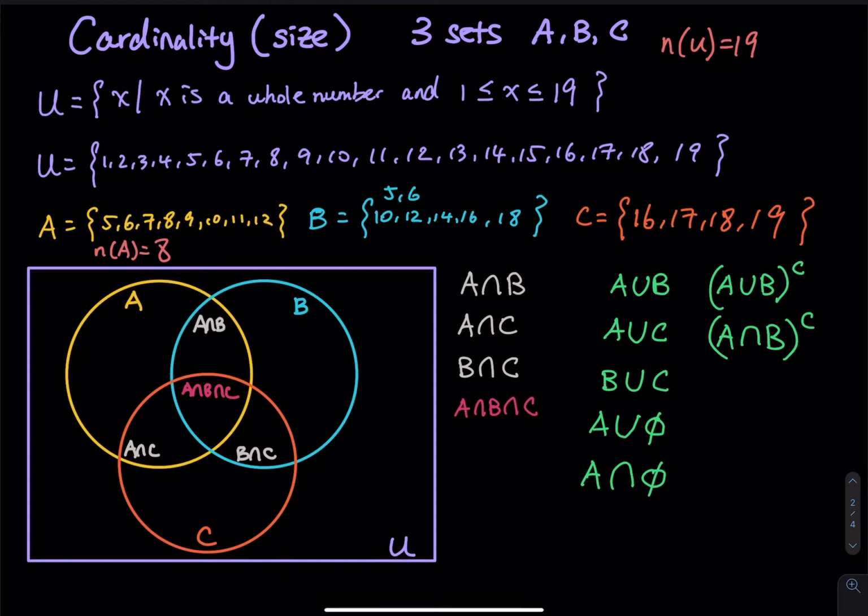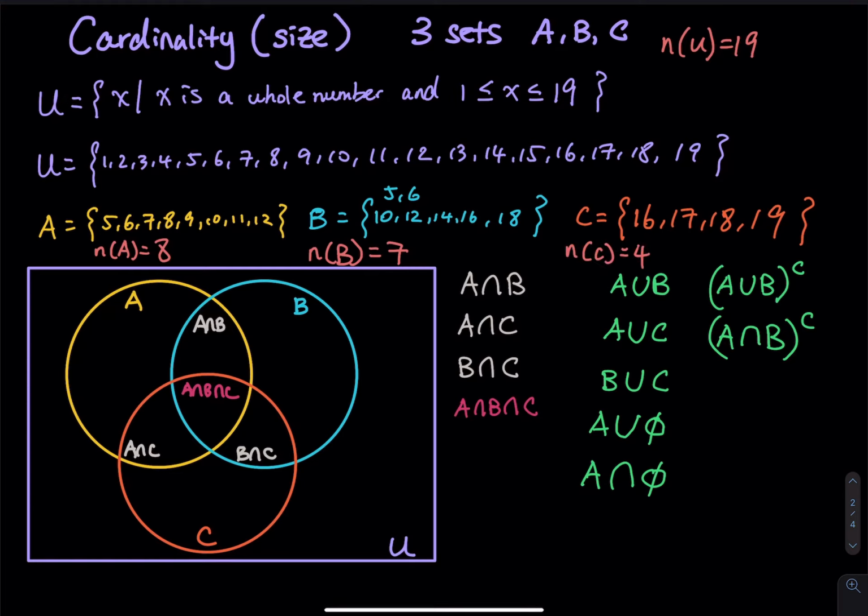What about B? 1, 2, 3, 4, 5, 6, 7. So the cardinality of B is 7. The cardinality of C is 1, 2, 3, 4. So the cardinality of C is equal to 4.